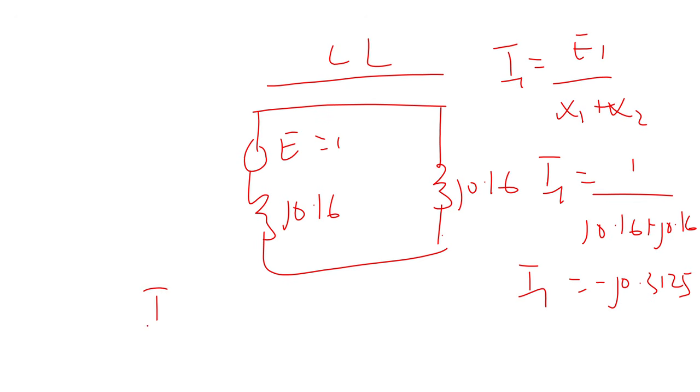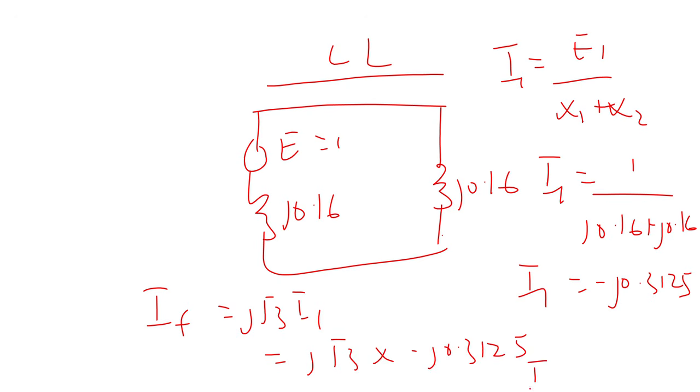So this I1, what is going to be my fault current? We said that the fault current for line to line is j root 3 or minus j root 3 times I1. So here will be j root 3 times minus j0.3125. So the fault current ends up being 0.541. Simple. Realize that the zero phase doesn't need to come in because for line to line, only the PPS and the NPS are available. Zero phase only flows when the fault is to ground.